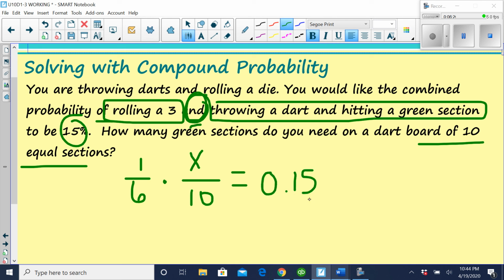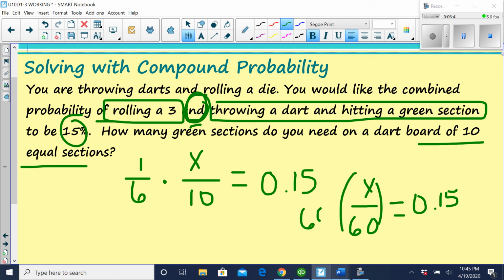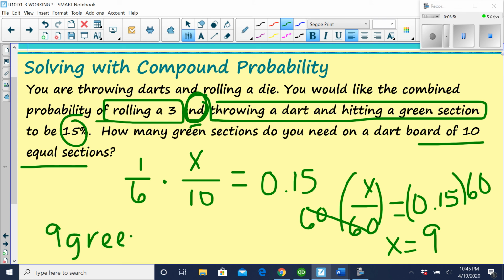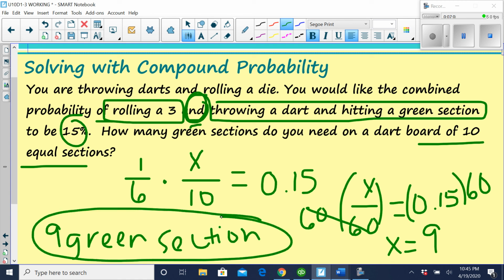Okay, now think about this. How do we multiply fractions straight across? 1 times x gives me x. 6 times 10 gives me 60, and I'm going to set that equal to 0.15. Well, how would I get rid of that fraction? I need to multiply both sides by 60. The 60s cancel out. Now I'm going to have x is equal to, if I take 60 times 0.15, I end up with 9. So if I wanted to answer it, I would say I need 9 green sections is what it's asking for. And that would be a pretty funny looking dartboard.